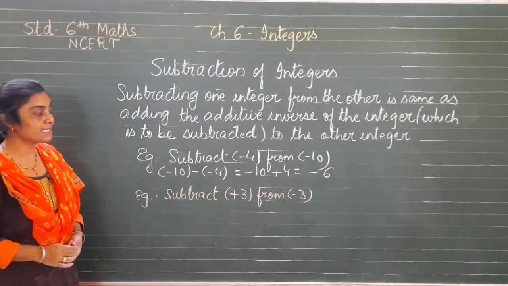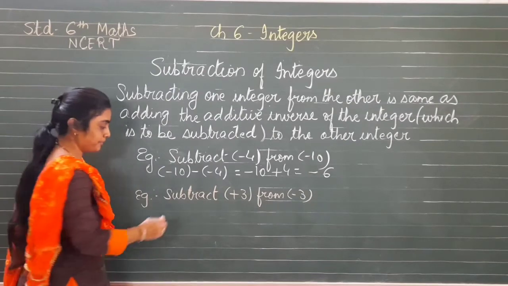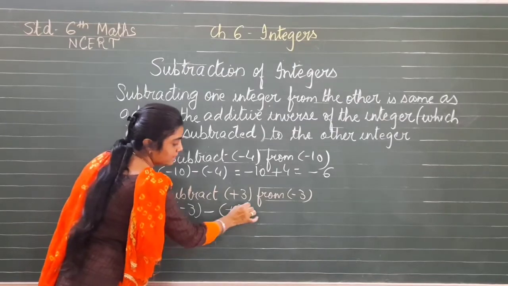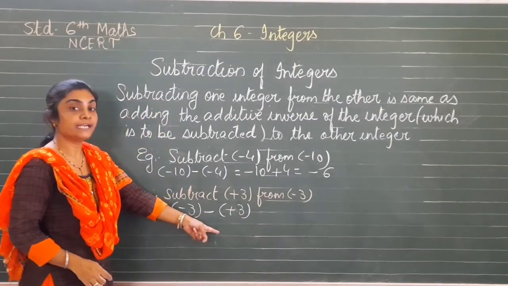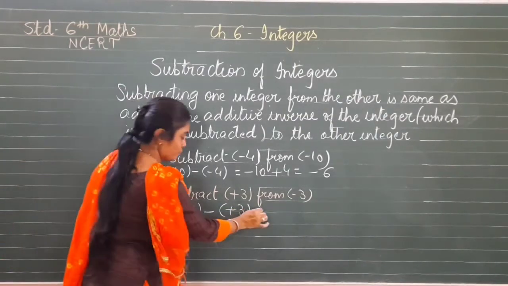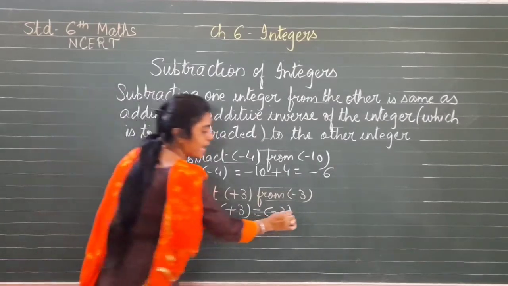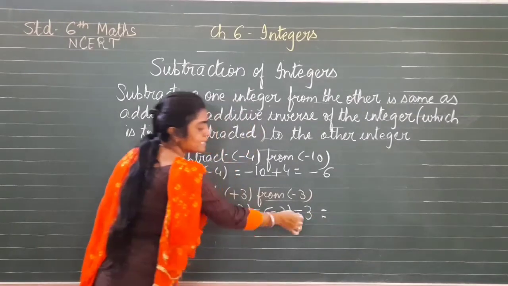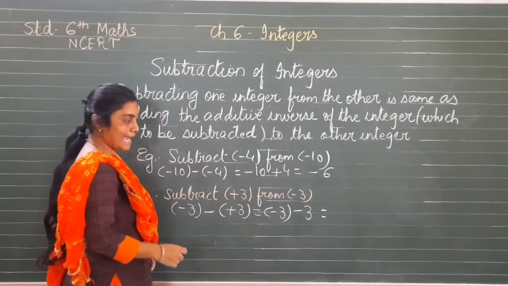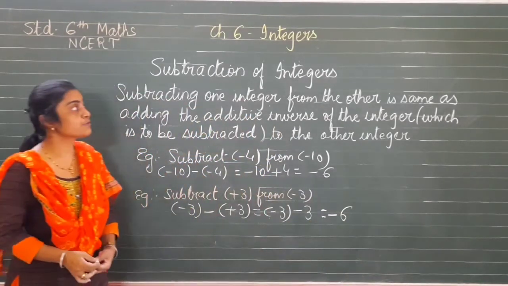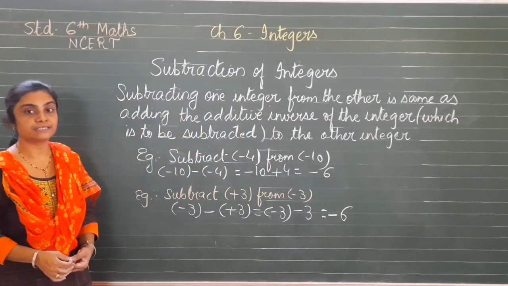Now subtract plus 3 from minus 3. So minus 3 minus plus 3. Now the second number you have to make its additive inverse. So minus 3 plus minus 3 will become minus 3 minus 3. So you will add the numbers and you will put a sign of minus. So this was about the subtraction of integers.